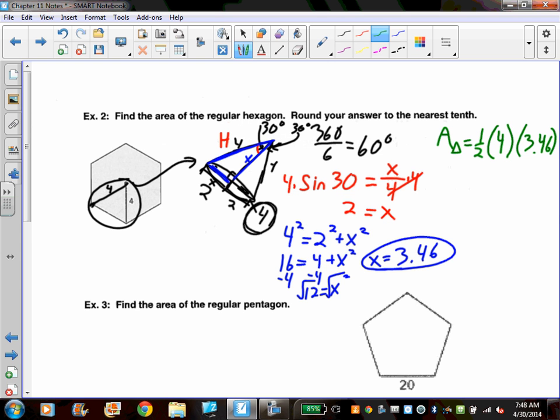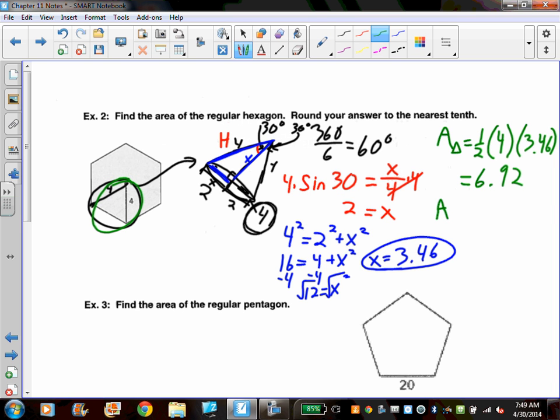If we type that in to our calculators, what we end up discovering is that we have an area for one of them of 6.92. But how many triangles are there altogether? That's the area of this whole thing, but how many of these are there? We know that there are 6.